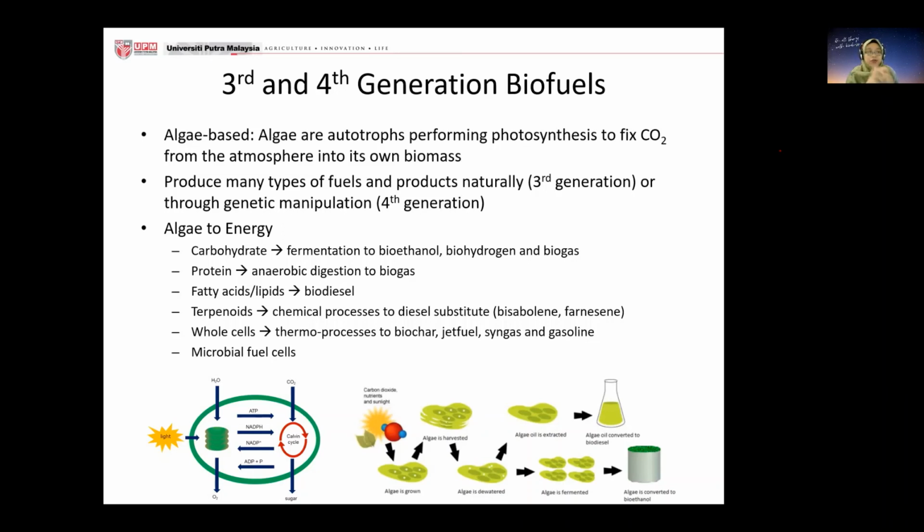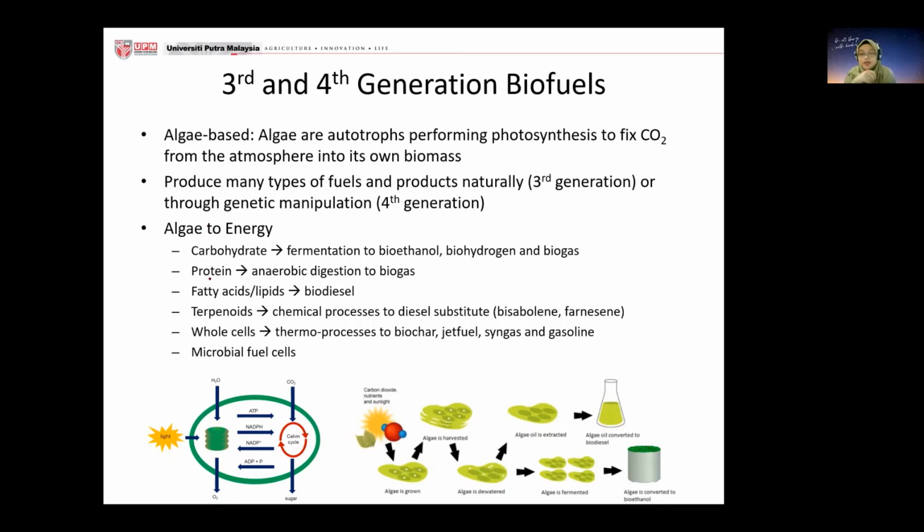So if you look at algae to energy, and you look at algae as a whole, the most interesting thing about algae is that it has many different components. It has carbohydrate, protein, fatty acids, terpenoids, and each of these can be used to produce different types of fuels. So depending on exactly what fuel you want, you can tailor-make that according to what type of algae you are using.